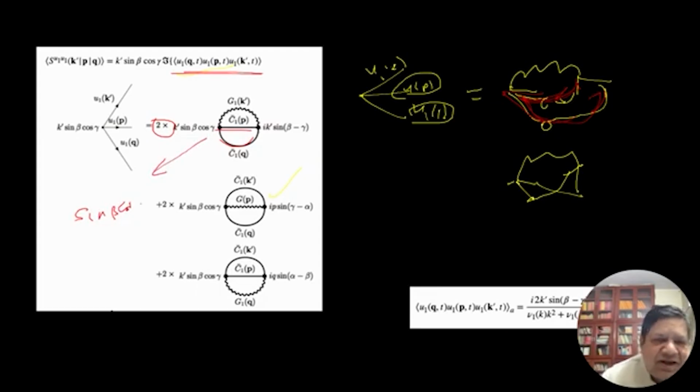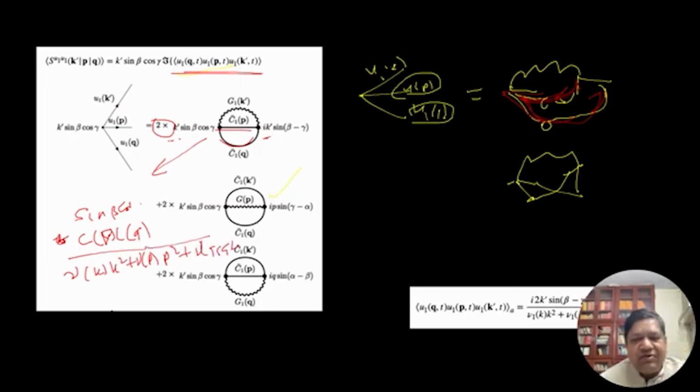So this is what I get here, and this K prime here and K prime here. So all that product, and then we have Green's function, correlation function, but there will be an integral with time. So the time integral will basically give you Cp at equal time divided by nu K squared plus nu Pp squared plus nu Qq squared. That comes below. Okay, so this is the expression.